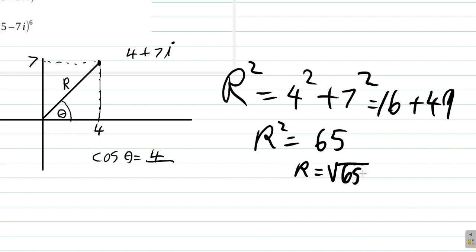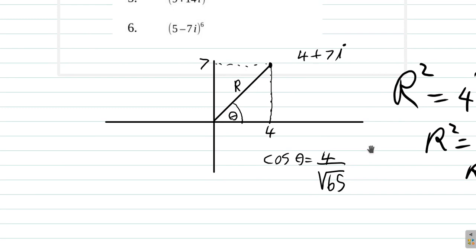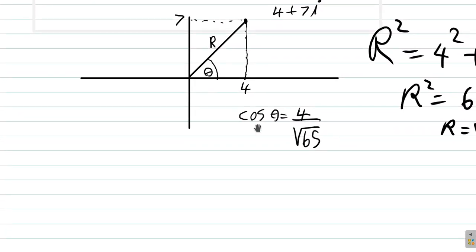Alright? Now, you can use a calculator and get an approximate value, but I'll just work with the square root of 65 for now. So cosine theta is 4 over the square root of 65. And remember, I'm assuming that we don't have a formula sheet to look at the format when you convert from rectangular to polar form, and that you don't remember it. So we're deriving it for the purpose of this question. So what we have is that 4 equals square root of 65 cos theta.